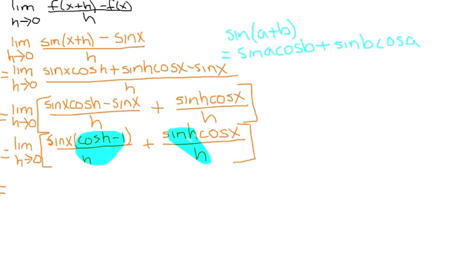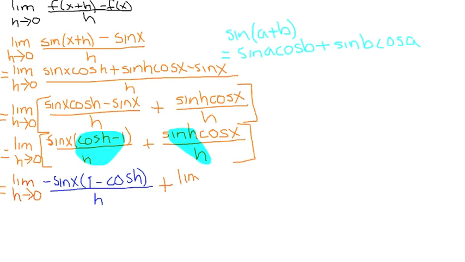So what we need to do is make cos of h minus 1 actually be 1 minus cos of h. We can achieve this by factoring out a negative. So I'm going to do two steps here and bring the limit into both fractions and factor out that negative. So I have the limit as h approaches 0 of negative sine of x times 1 minus cos of h over h plus the limit as h approaches 0 of sine of h cos of x over h.